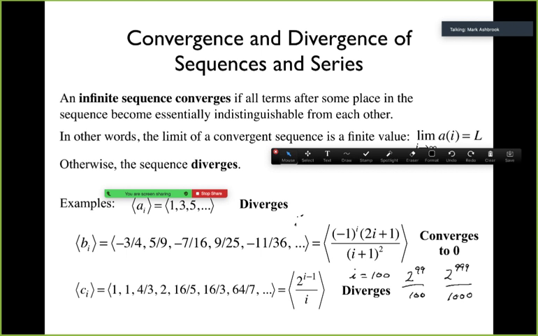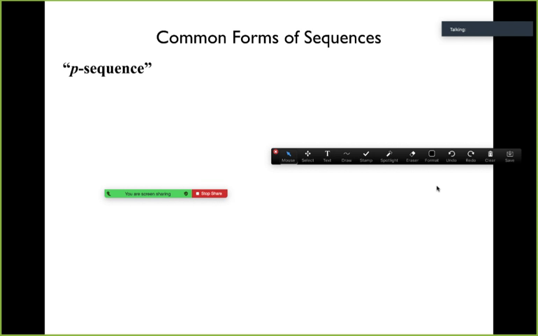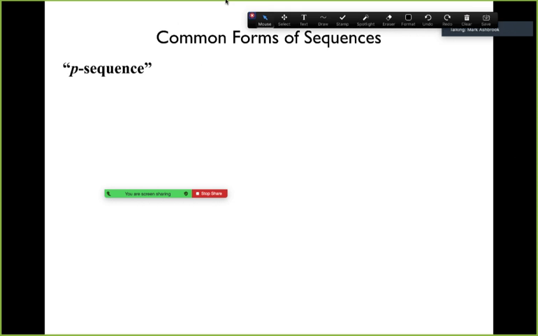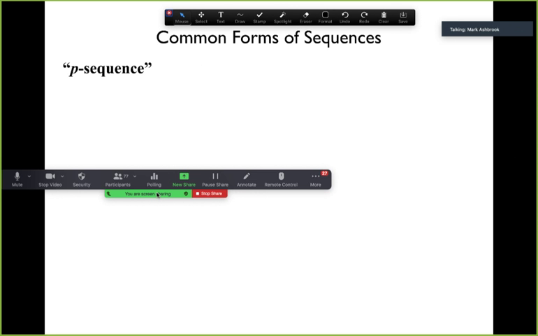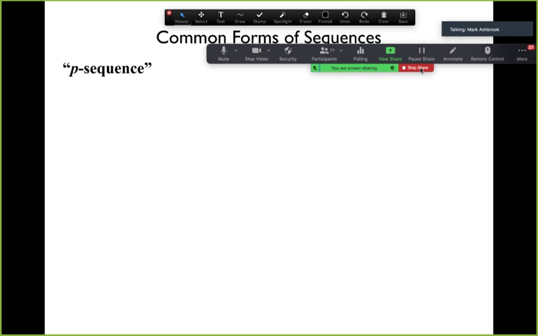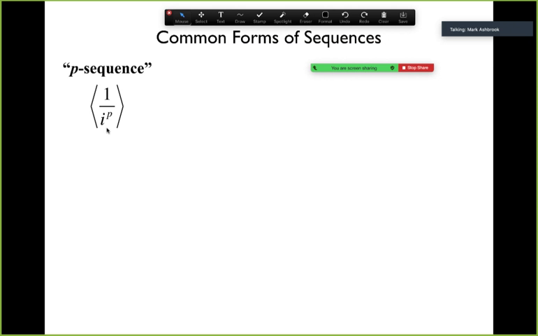Okay, so that's just some basic examples. Let's look at some common forms of sequences. First is a p-sequence. A p-sequence has this form: 1 over i to the p, where p is a fixed value, a constant.